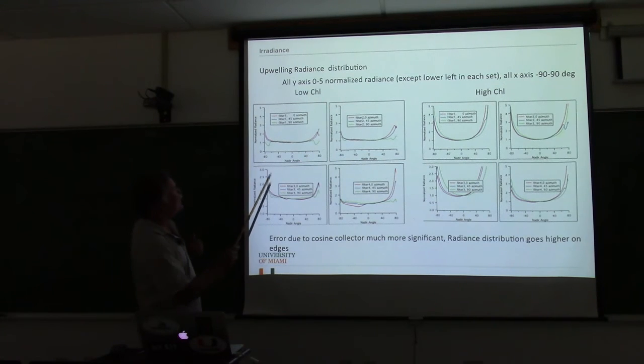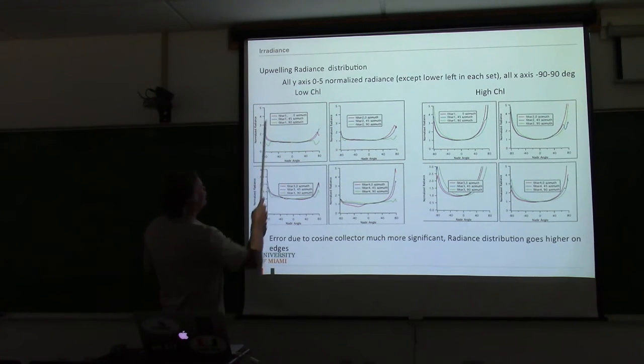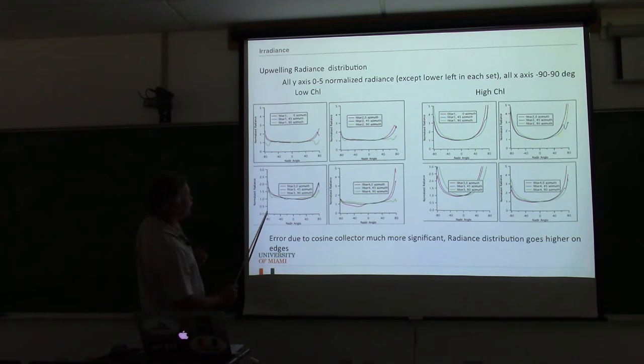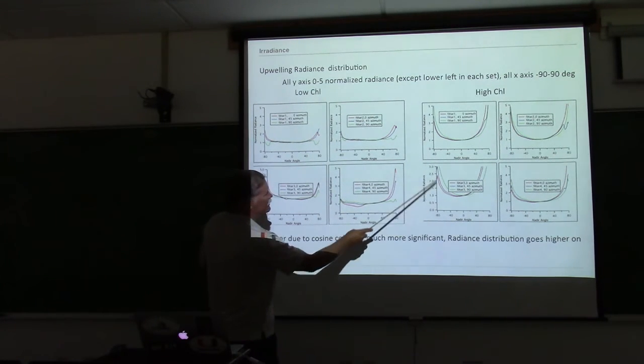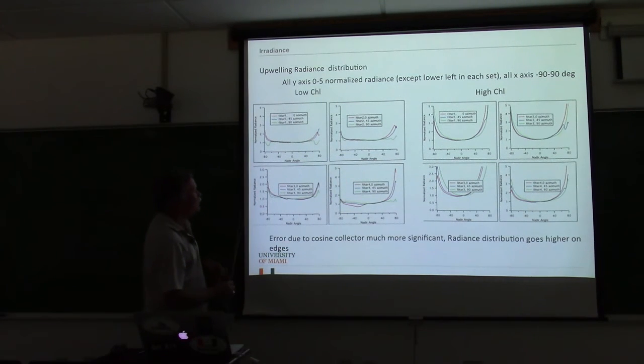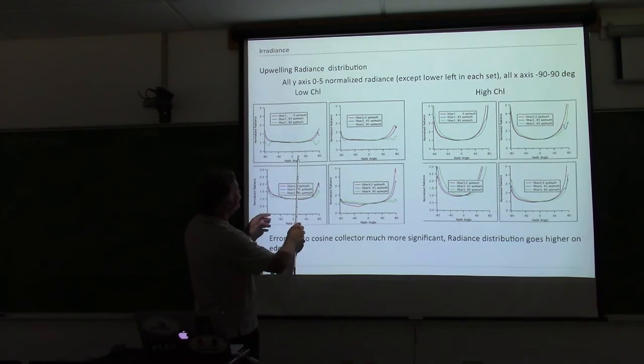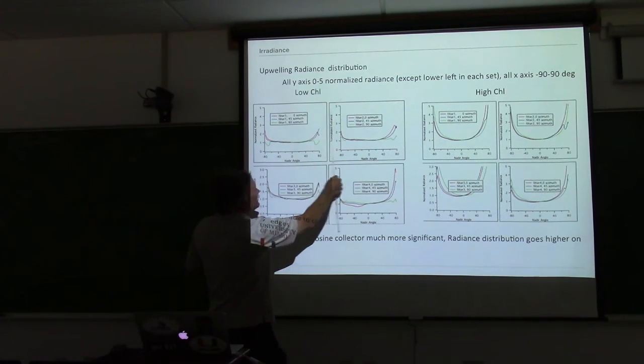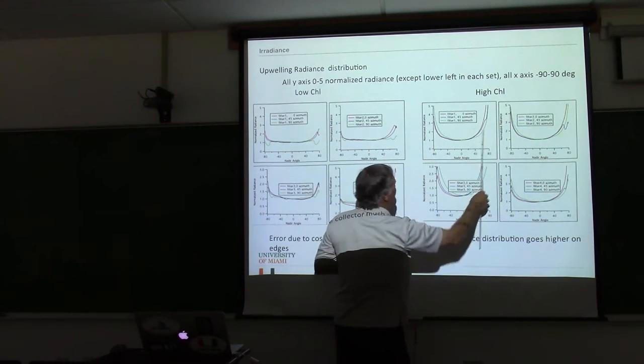This is the upwelling light. The y-axis here is 0 to 5 in all of them but this one, which is 0 to 3, and this one, which is 0 to 3. What I just want you to know is this is multiple different wavelengths. But the main point is this side is low chlorophyll, this side is high chlorophyll.